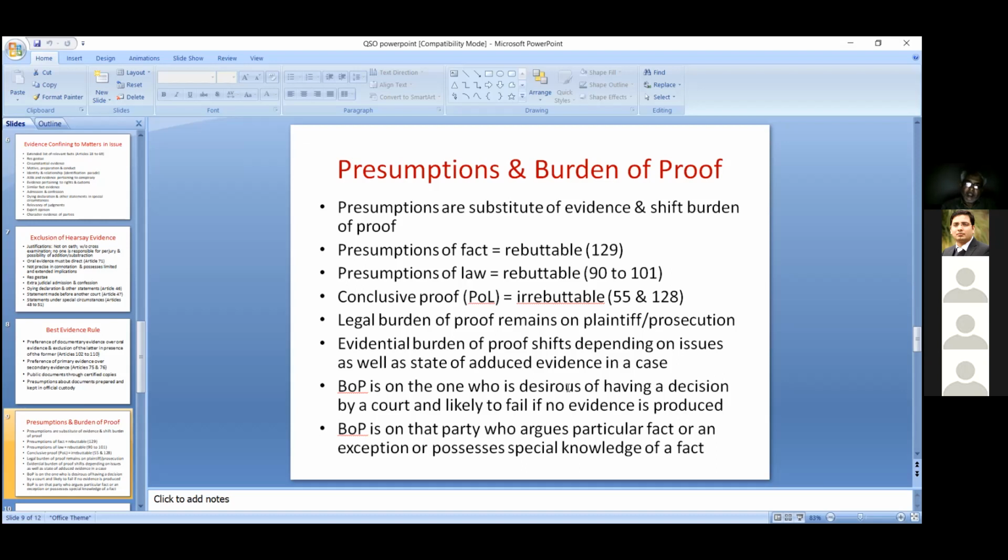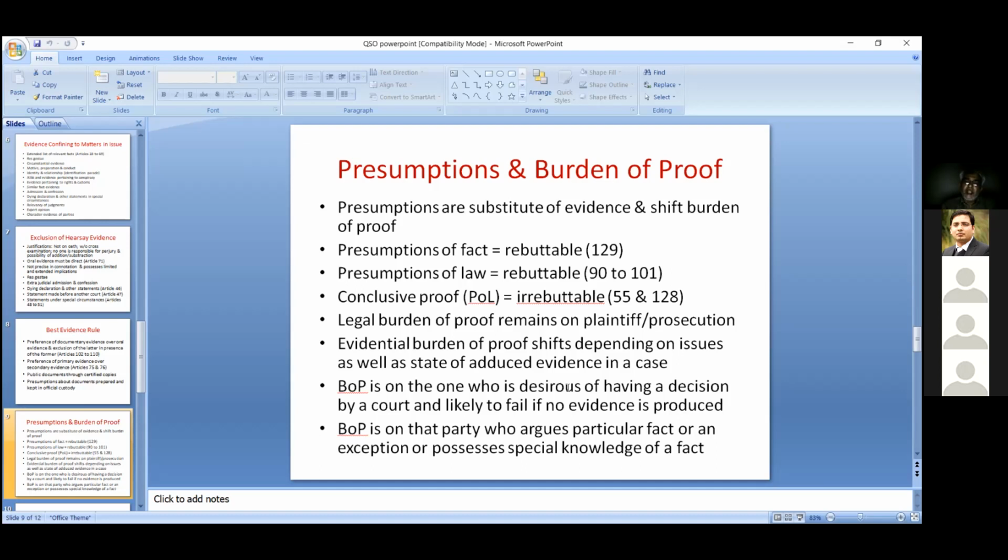For example, if the evidence is produced before the court and that evidence appears to be relatively convincing, then the defendant is under legal obligation to rebut that evidence. If the defendant doesn't rebut that evidence or bring evidence to contradict it, the case would be decided against him. So what kind of burden is upon the defendant in this situation? This is known as evidential burden.